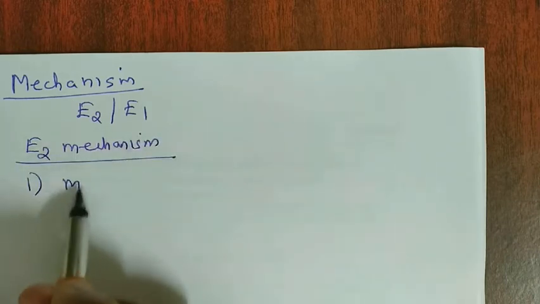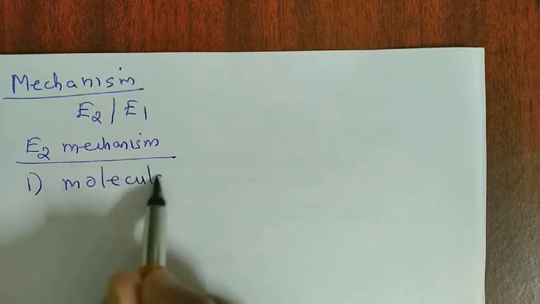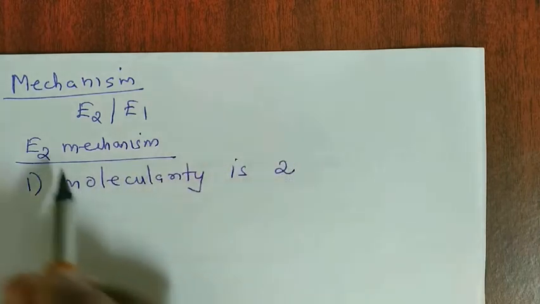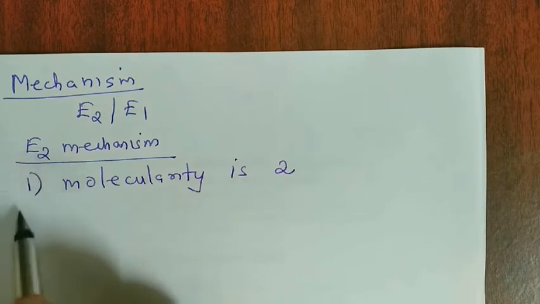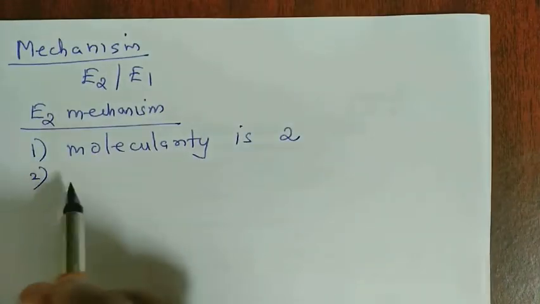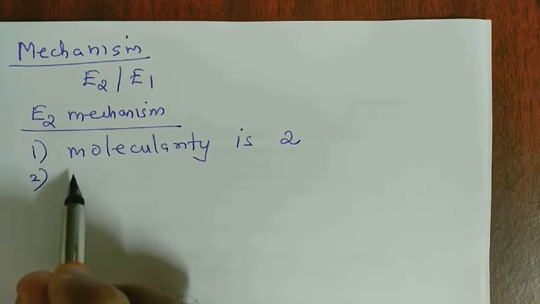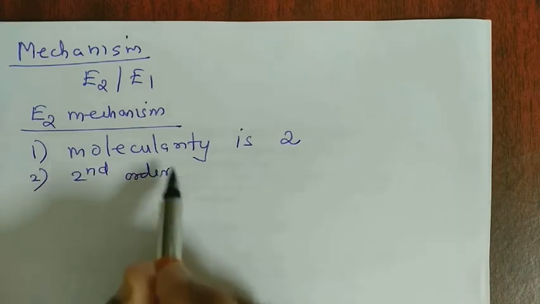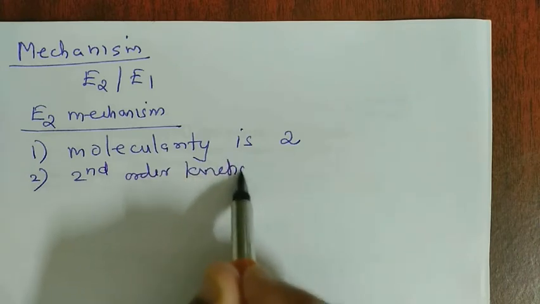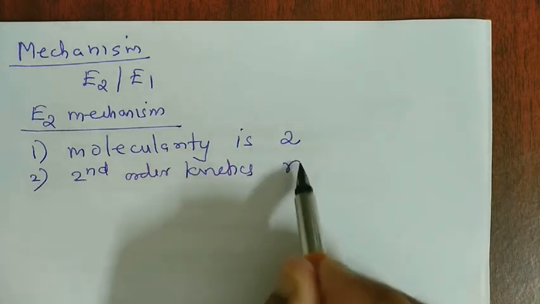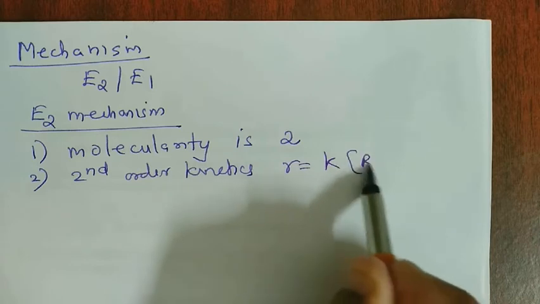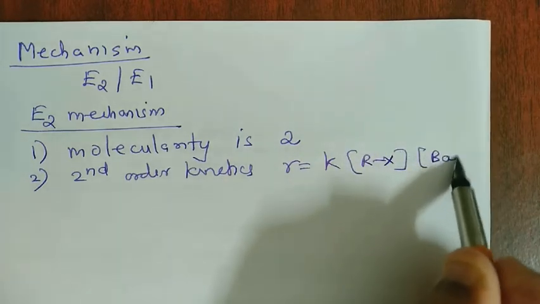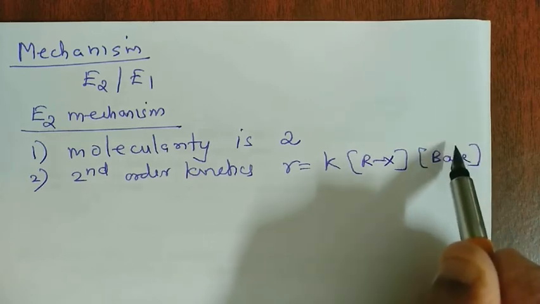First of all, molecularity of the reaction is 2. E2 stands for a bimolecular elimination. The reaction follows second order kinetics. R is equal to K into concentration of haloalkane or alkyl halide into concentration of base.